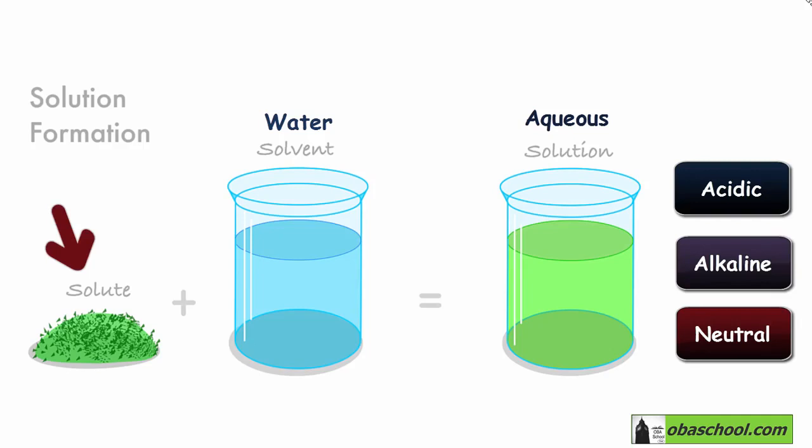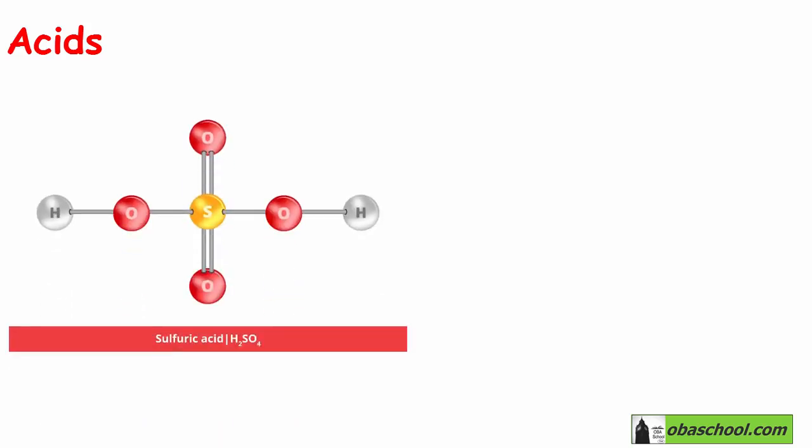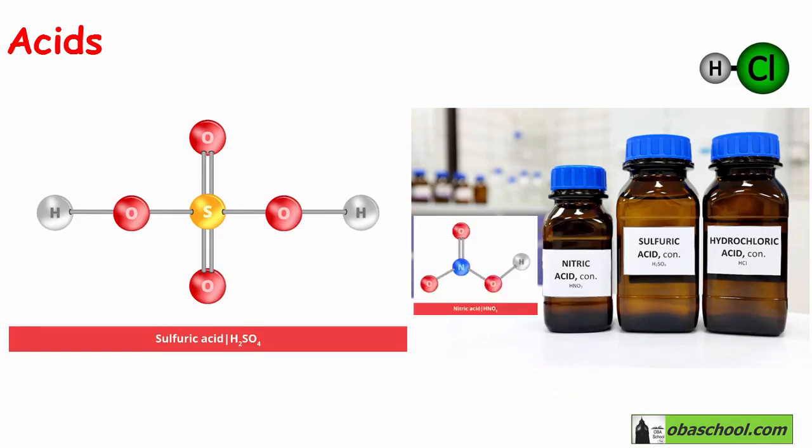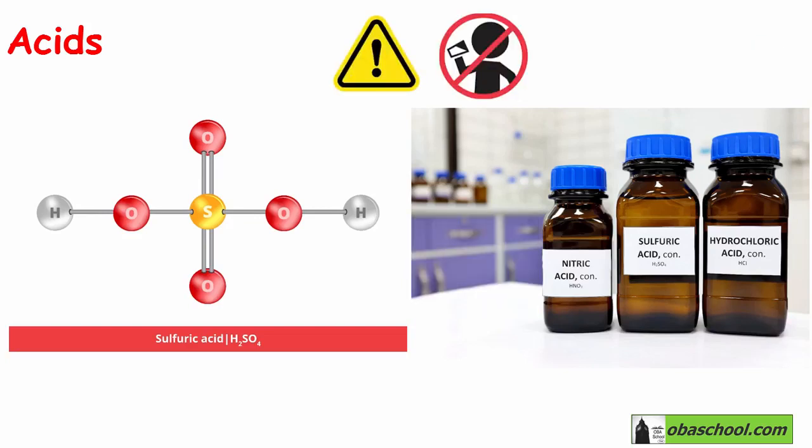So in this presentation, we will define three important terms, which are acids, bases or alkalis, and neutral. Let's start with acids. Some acids that you should be familiar with are sulfuric acid, H2SO4, hydrochloric acid, HCl, and nitric acid, HNO3. These are examples of dangerous acids, and they are too dangerous to put in your mouth.